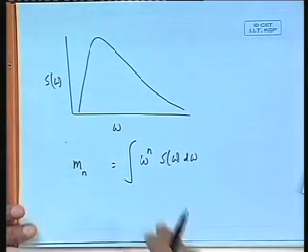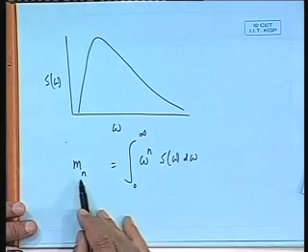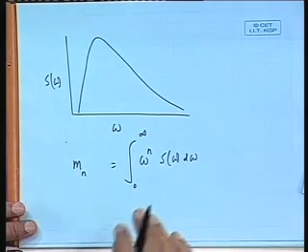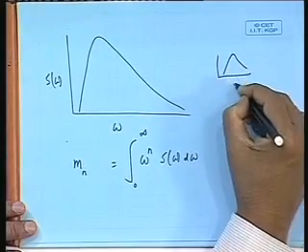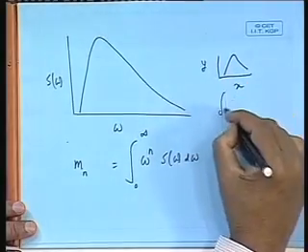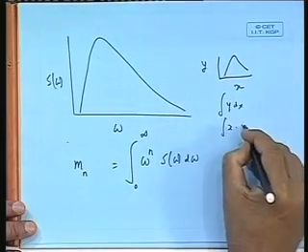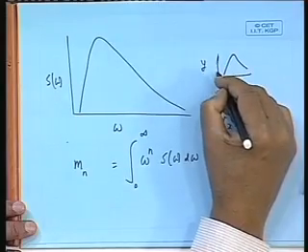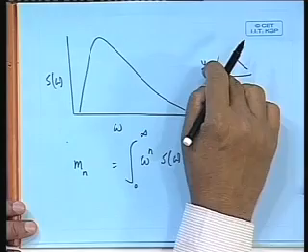What is Mn? Tell me what is Mn. Mn represents the nth moment of this area. See, if there is a graph here, this is x and this is y. Integration of y dx is the area under the graph. Integration of x times y dx will be the moment of the graph about this line. Integration of x square times y dx would be the second moment of area about the graph.